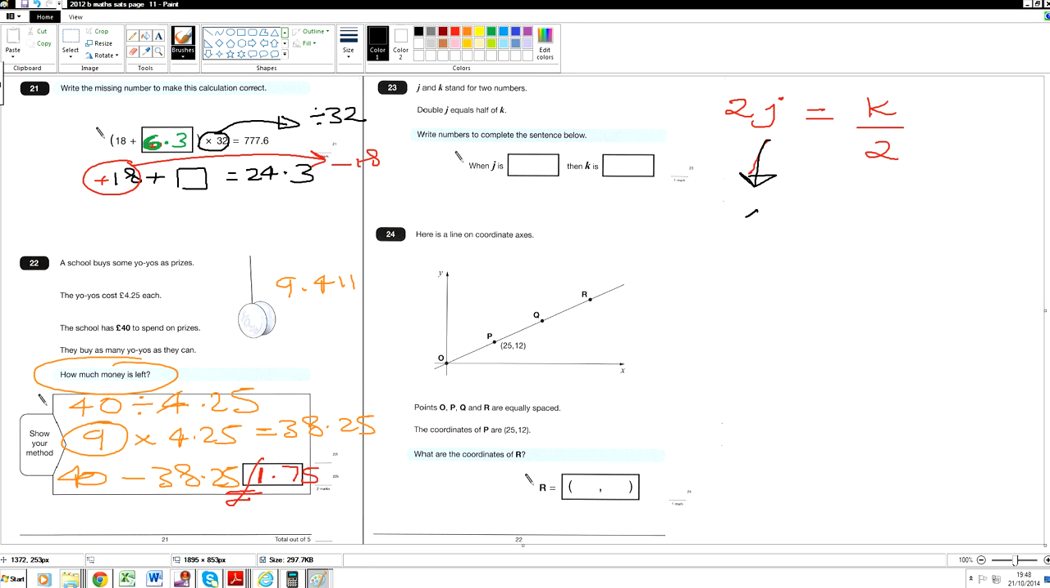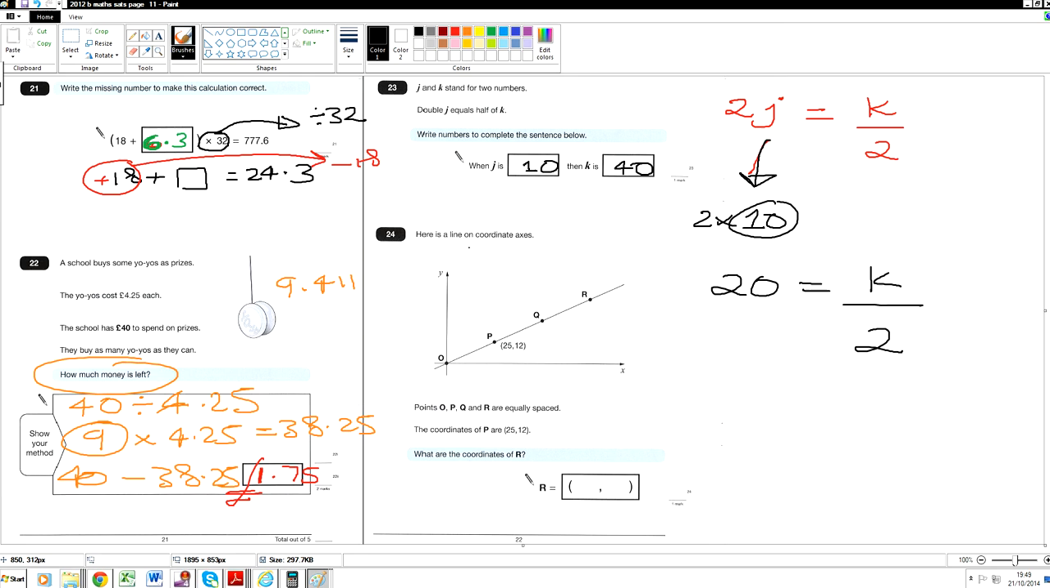So you're going to put it to 10. Fine. So what's 2 times 10? 20. So 20 is equal to K divided by 2. So something divided by 2 is 20. What is that number? 40. So K will be 40 and J is 10. There you go, done.